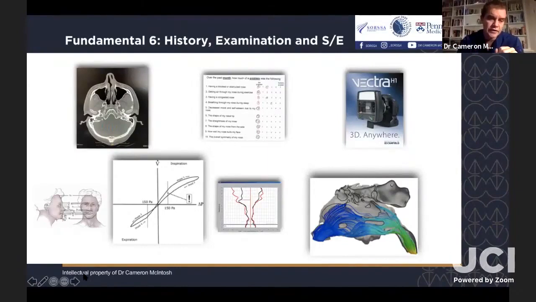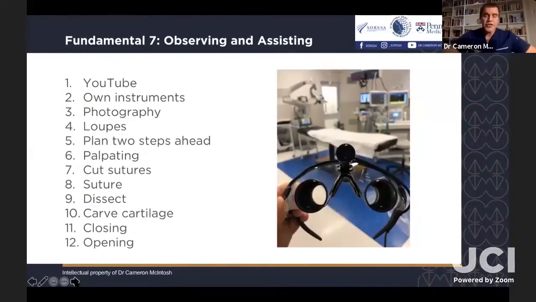Fundamental number 6. So let's get to fundamental number 7. And this is now where it starts getting exciting. So now it's the first time you're able to start getting into the operating theater.